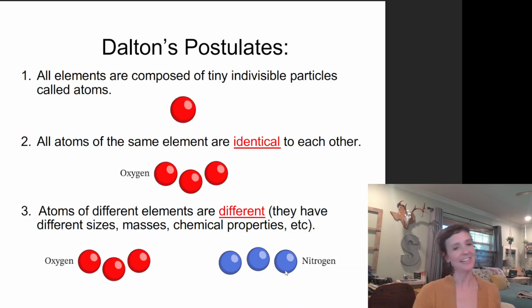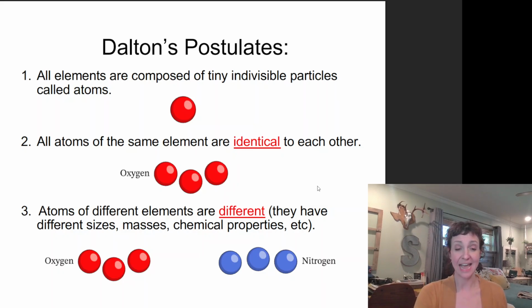Okay, Dalton's postulates. The first one says that all elements are composed of tiny, indivisible particles called atoms. So kind of similar to what Democritus was talking about. So he's like, okay, here you go. That's what an atom looks like. Smallest unit of matter. I love that. Number 2 was all atoms of the same element are identical to each other. So here he has given you some oxygen atoms. They all look like the exact same red ball. So all oxygen atoms are going to look identical to each other.